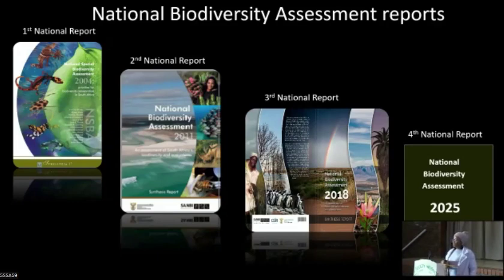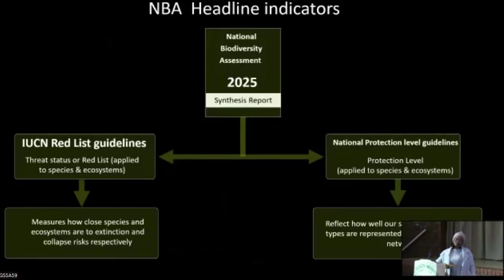And with each iteration of the NBA, there are advances in terms of the input data that is being used and analysis undertaken, which then improves the quality of our reporting and planning. So the NBA relies on 2 headline indicators, that is the threat status and the protection level. These 2 indicators can be applied to both species and ecosystem across different realms, and they provide a meaningful way of comparing results.